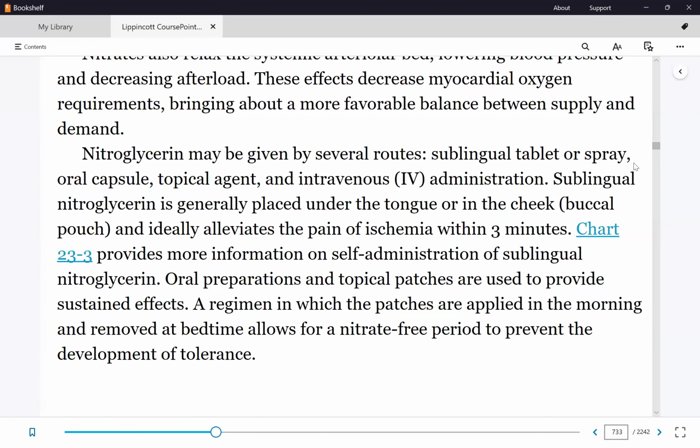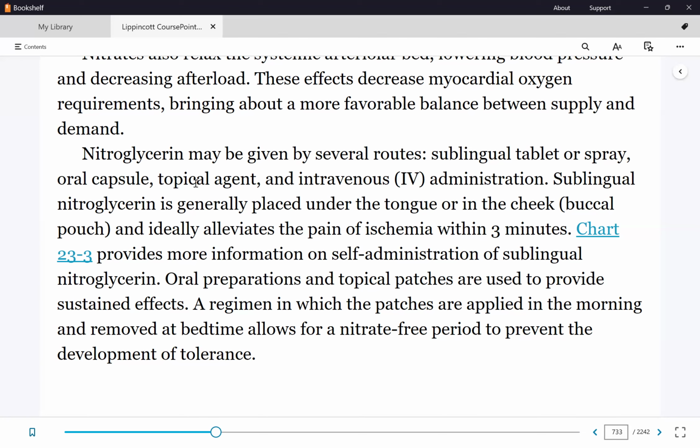So we have the sublingual tablet or spray, or it can be an oral capsule as well for maintenance. It can also come as a topical agent. Now, take note that when it's a topical agent, since this is in the form of an ointment, we apply it on a hairy part of the body, and of course you wear gloves, right, when administering any ointments. They are only supposed to be on for 12 hours. You take them off after 12 hours. The reason is they develop tolerance to nitroglycerin, including the patch and the ointment. So they have to be removed after 12 hours.